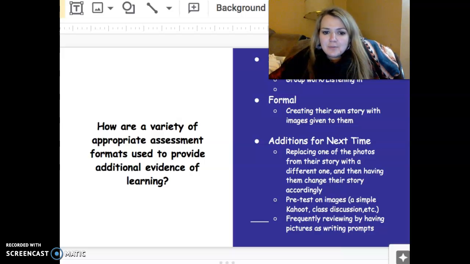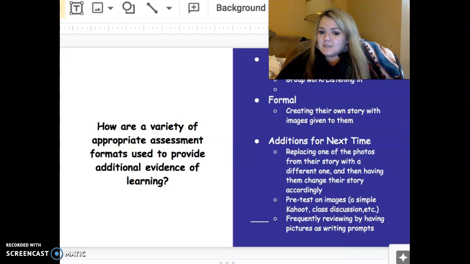How are a variety of appropriate assessment formats used to provide additional evidence of learning? Some informal assessments that I use as evidence are discussion and group work and listening in, which I talked about a little bit earlier. And then formal is creating their own story with images given to them. An addition I made for next time is I would like to have them have their series of pictures and then replace one of the photos from their story with a different one, and then have them change their story accordingly and see if they can do that to kind of mix it up and challenge them.